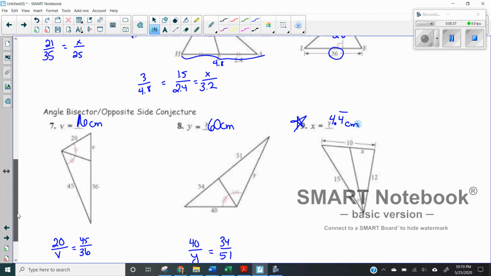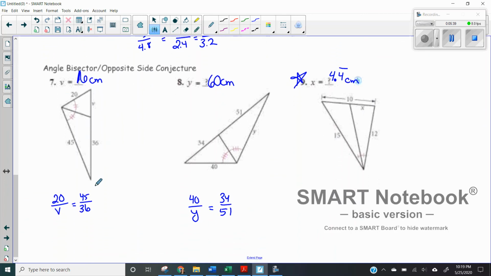Okay, and then 7 is actually just like the example we did together, right? 20 over v equals 45 over 36. You absolutely could have had a different proportion initially. Just make sure you're not jumbling things around. We would never want to put the short side with the long piece in one fraction. There's no reason to compare those.